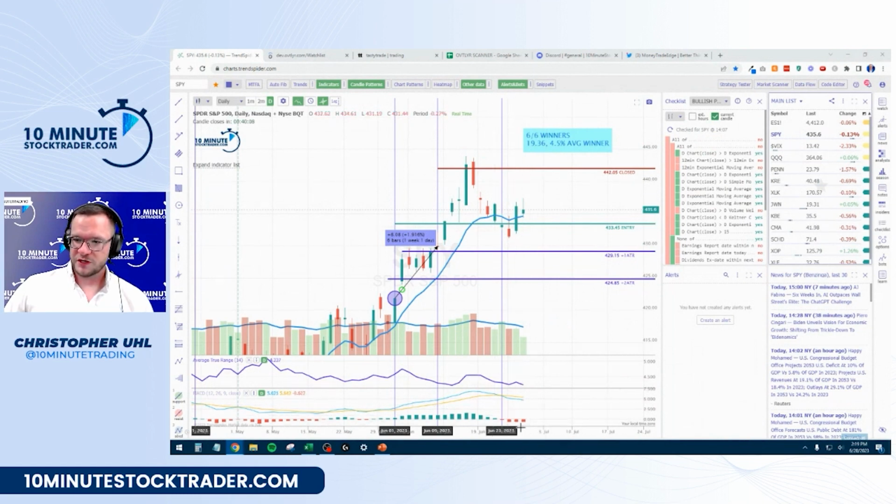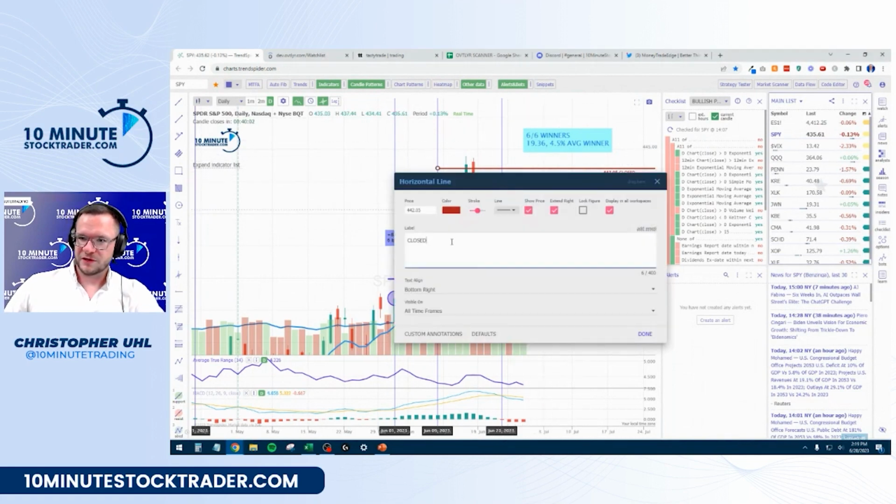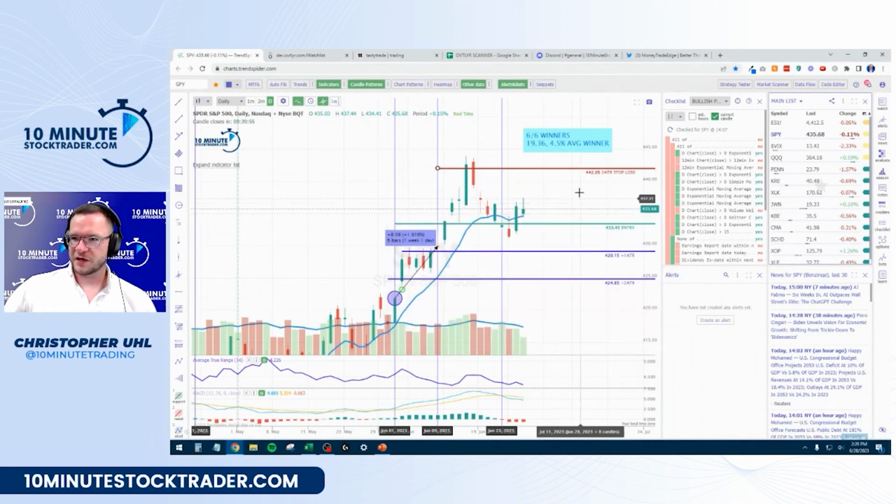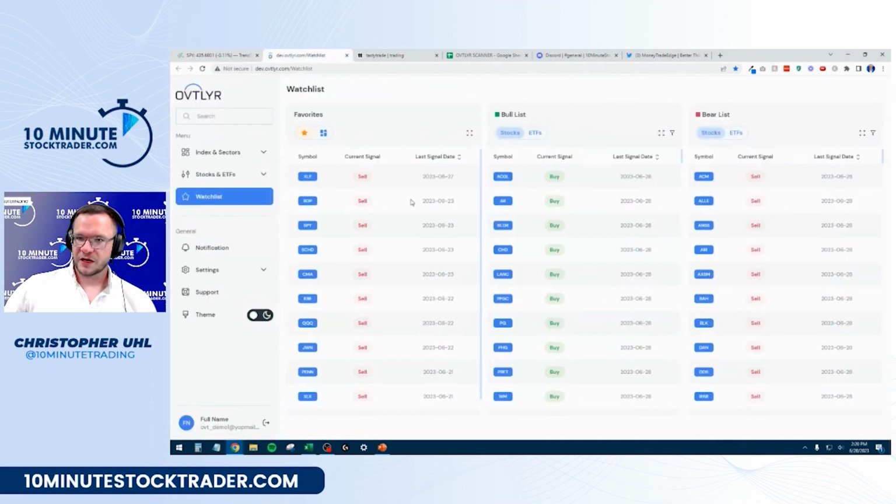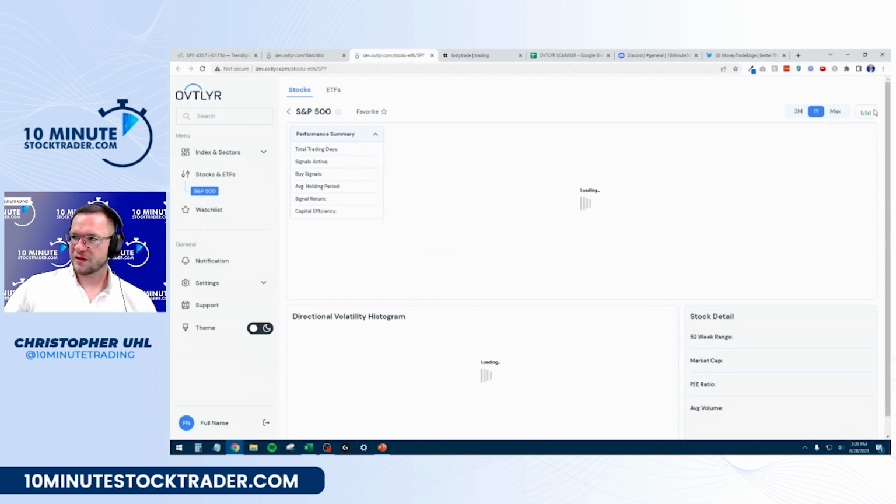So SPY, we don't have a MACD crossover. We're not hitting the 2 ATR stop loss. In fact, let me rename that 2 ATR. I had it marked from the trade we had on a couple weeks ago. Let's go look at SPY real quick on outlier. We're going to go to the outlier heat map.